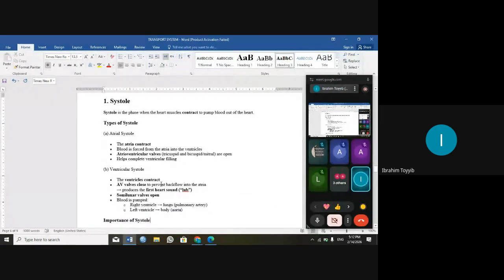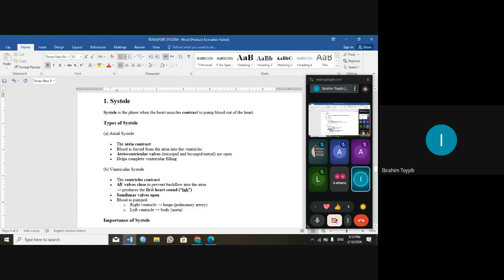So let's look at the ventricular systole. The ventricle contracts and the atrioventricular valve closes to prevent backward flow into the atria. That is, when the blood has flowed into the ventricle here, the atrioventricular valve will close so that the blood will not go back to the atrium.